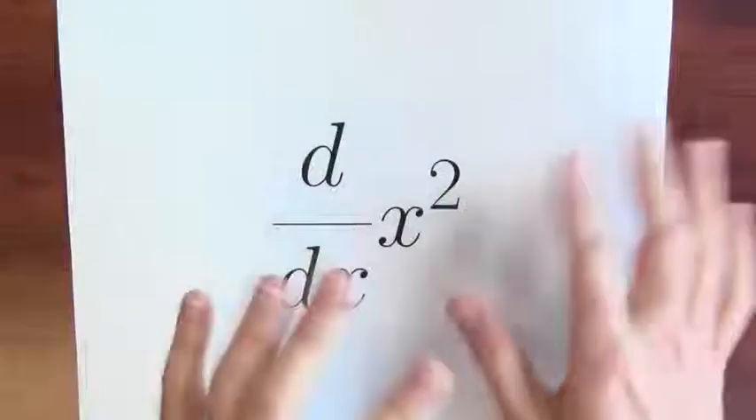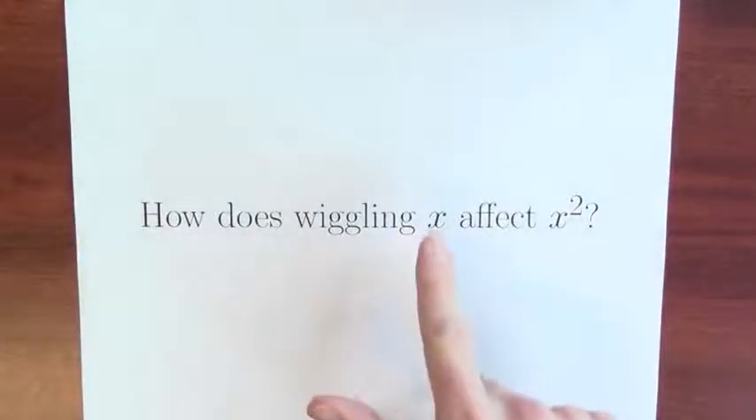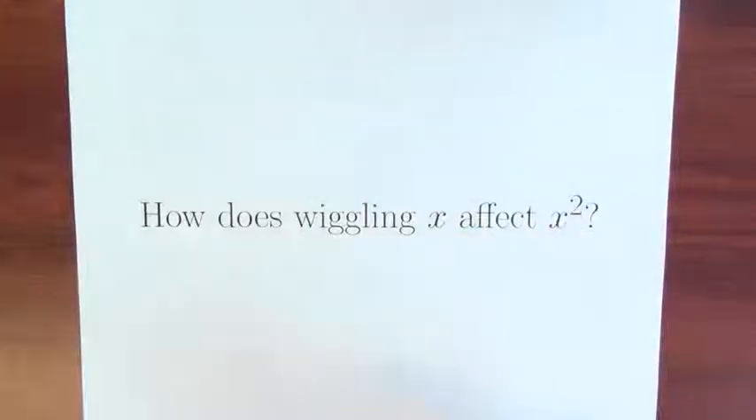We're going to calculate the derivative of x squared with respect to x. Maybe a little bit more prosaically, I want to know, how does wiggling x affect x squared? There's a ton of different ways to approach this. Let's start by looking at this numerically.